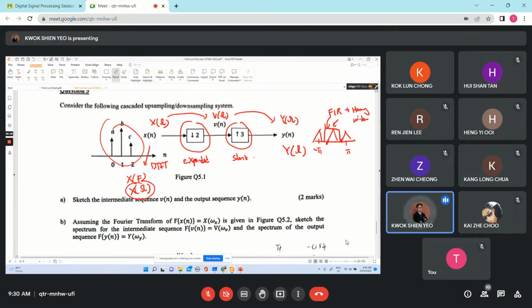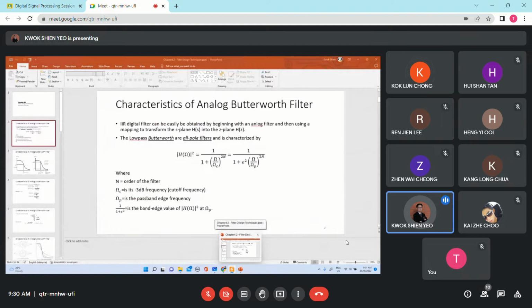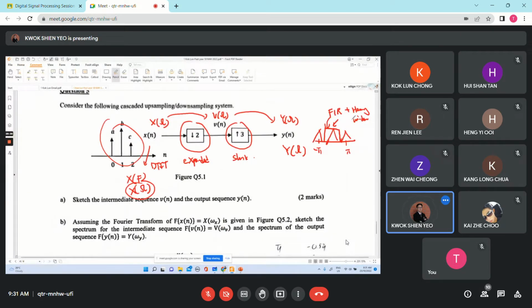Right. So in the slides, chapter 4.1, we are using a rectangular window as an example. But in this case, you need to know how to use the Hamming window to design these low pass filters. Design a low pass filter with Hamming window. FIR low pass filter with Hamming.